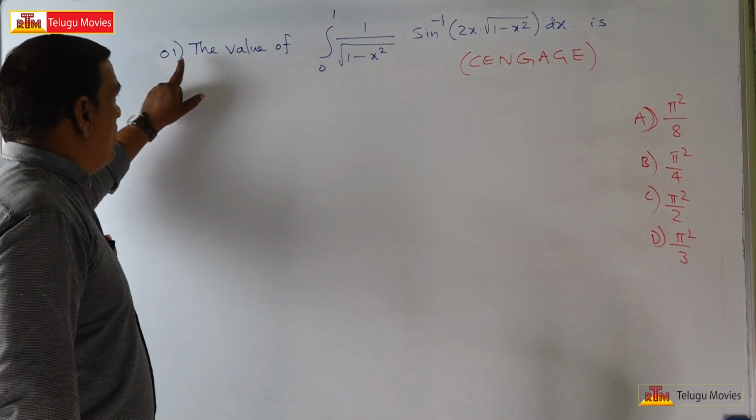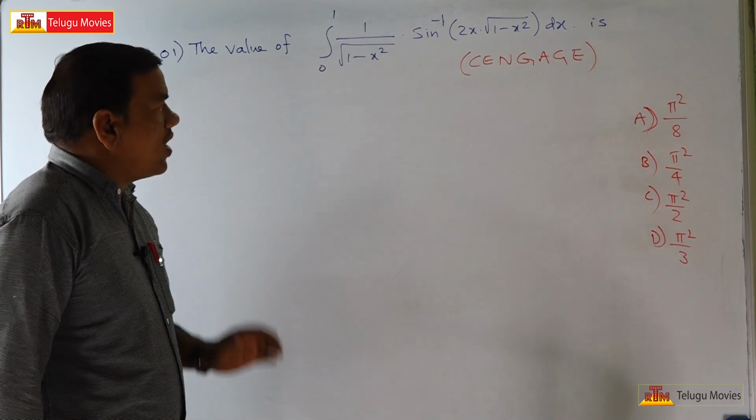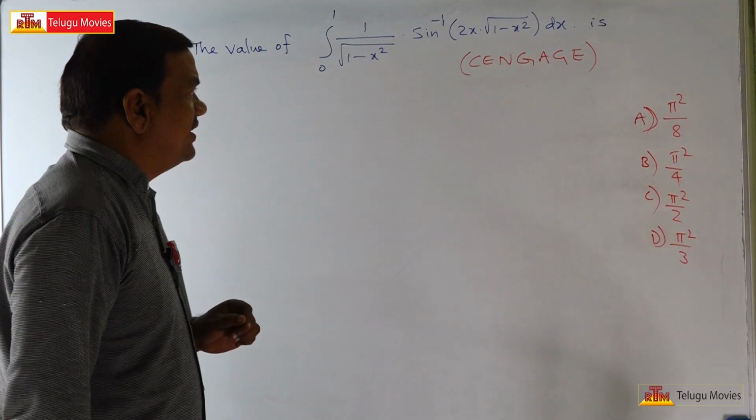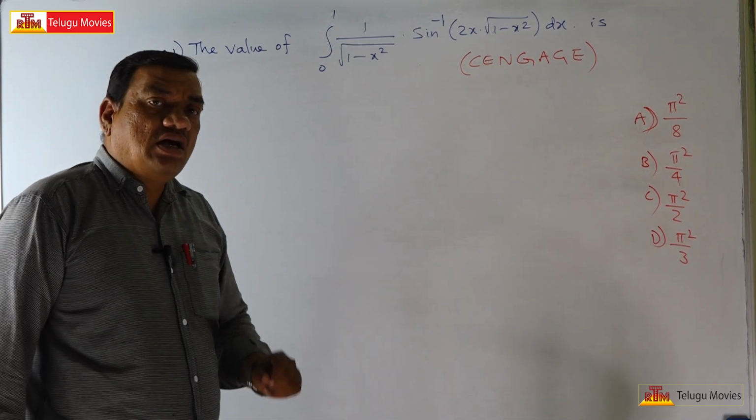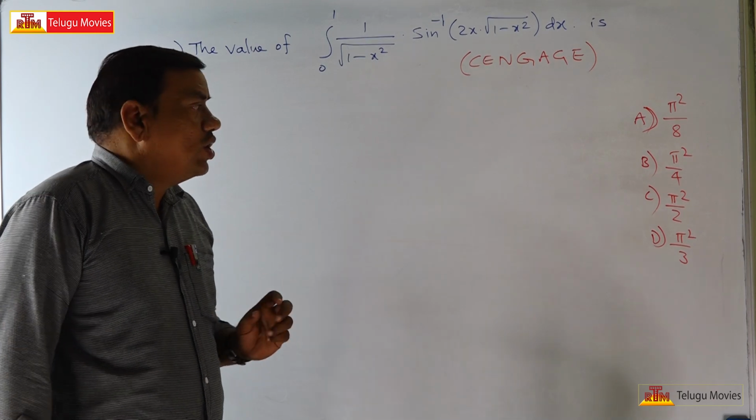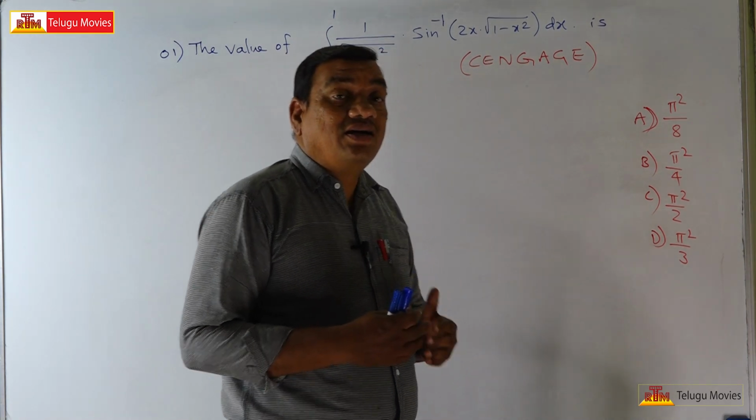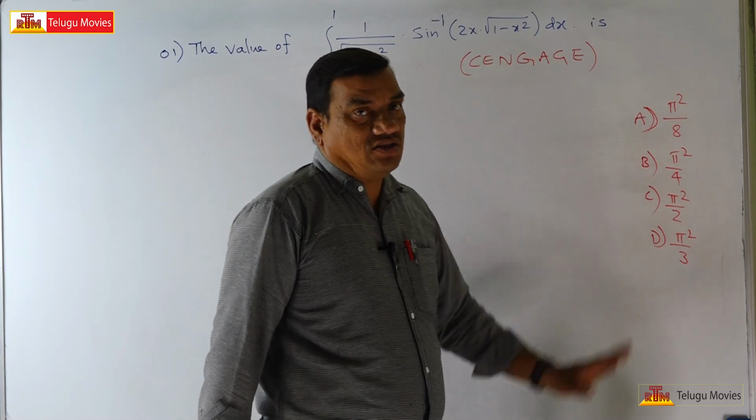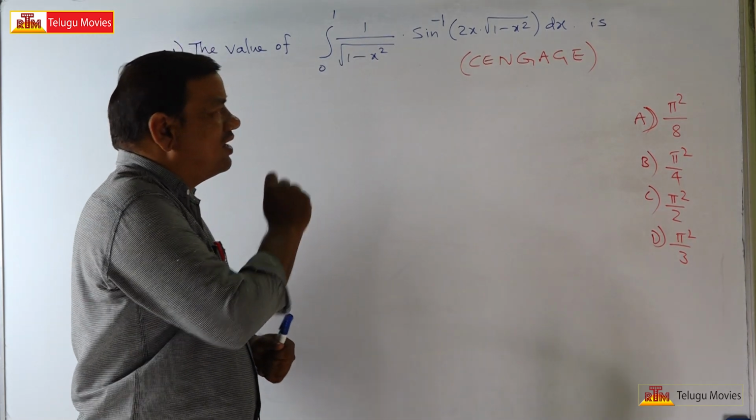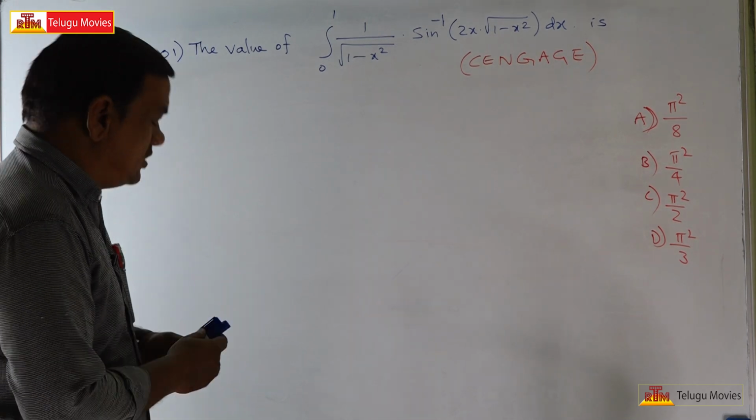Today's first problem is the value of the integral from 0 to 1 of 1 upon root of 1 minus x square, sin inverse of 2x times root of 1 minus x square, dx. Those are the options. One thing you have to remember for definite integration is that you cannot guess the answers or get the solution from the answers. You cannot verify the solutions from the options. That is one of the disadvantages of these problems. So let us start our solution.